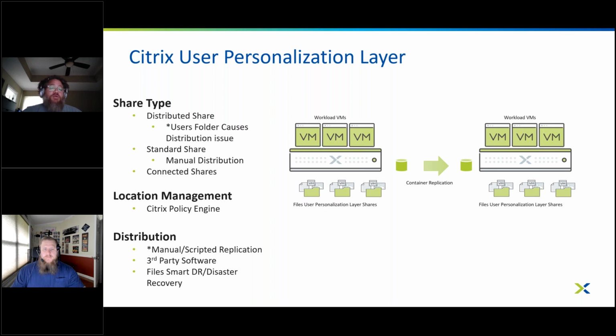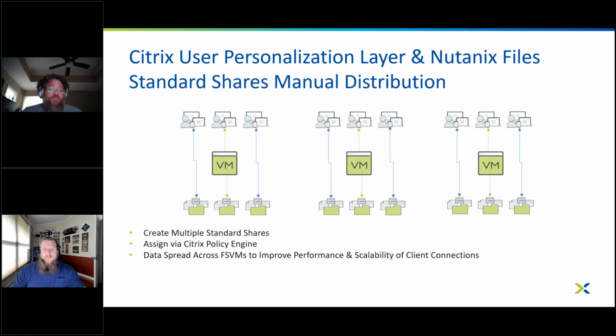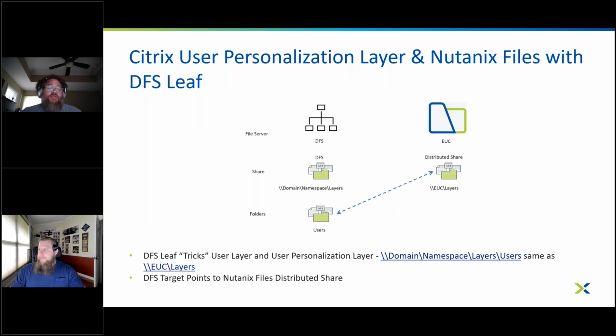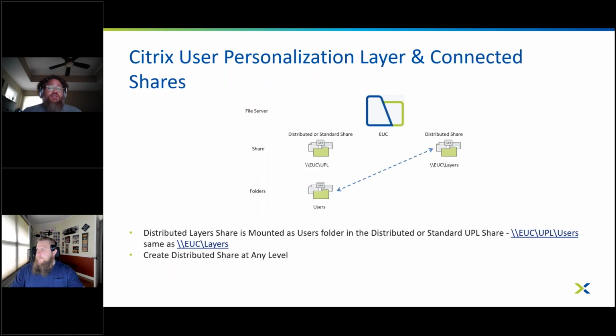As far as the workarounds, it's the same thing here for distribution: manual distribution, using DFS leafs, and using connected shares for that extra folder in the actual folder path of that user's folder. So I'm not going to spend too much time on user personalization layer because it's the exact same functionality as user layers, except without app layering. Any questions on user layer or user personalization layer, Ray? Nope. Okay.